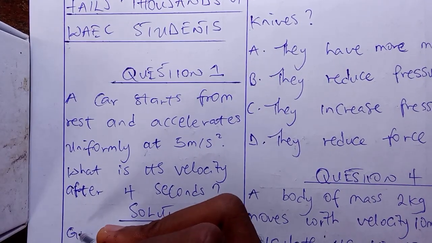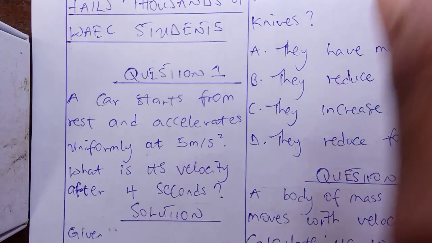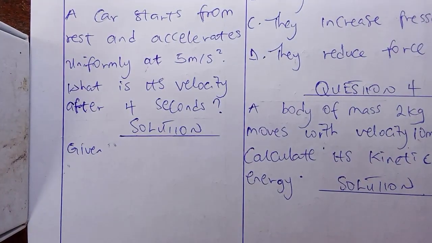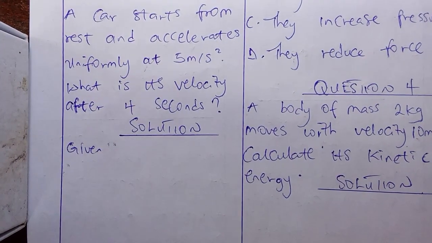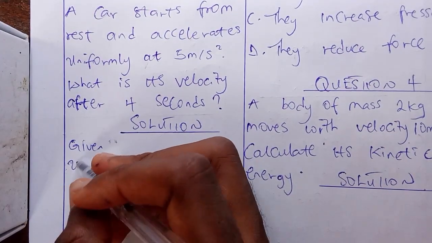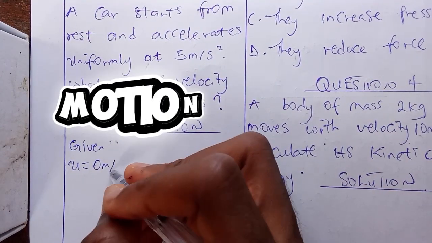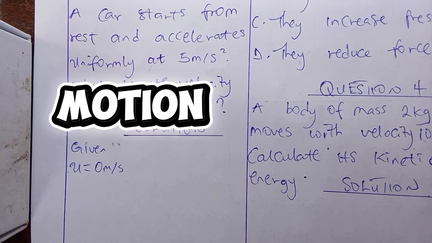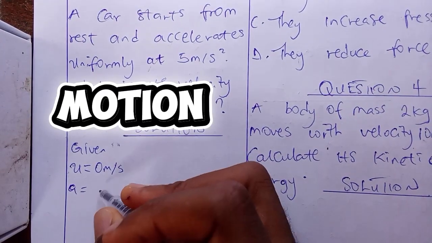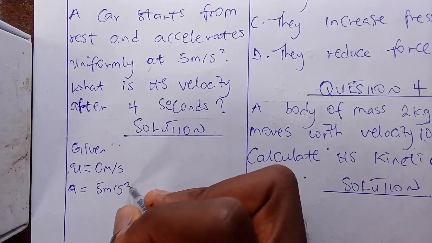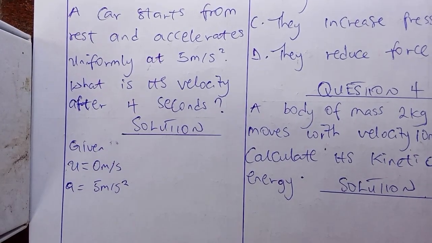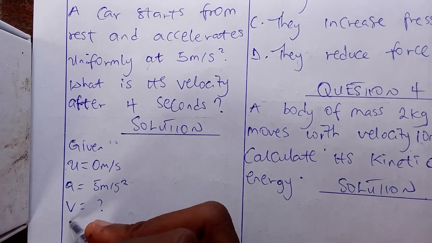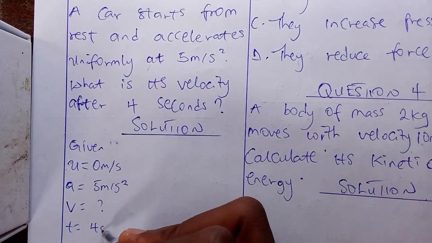So what do we have? We have given, the car starts from rest, so meaning our u equals 0 meters per second, initial velocity, because it starts from rest, and accelerates uniformly at 5 meters per second. So a equals 5 meters per second square. What is its velocity? So v equals unknown after 4 seconds, time equals 4 seconds.